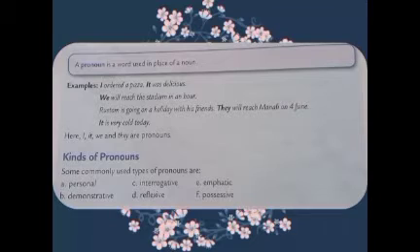Do you know, children, how many kinds of pronouns there are? We learnt about adjectives and their kinds. Here also, six types of pronouns are there. Personal, interrogative, demonstrative, emphatic, reflexive and possessive. Let us learn them one by one.